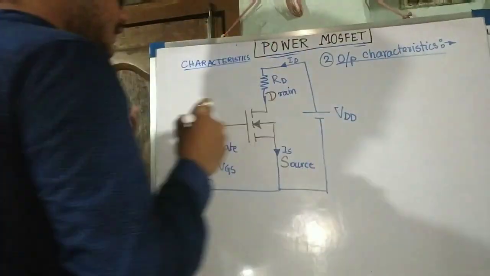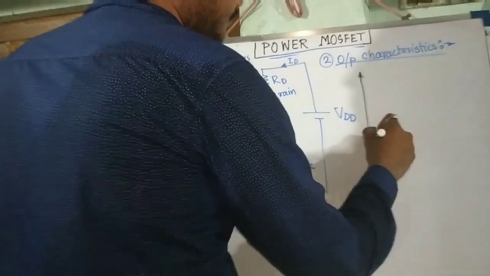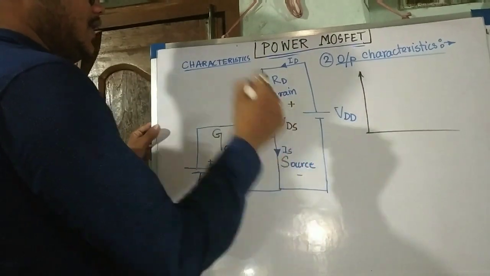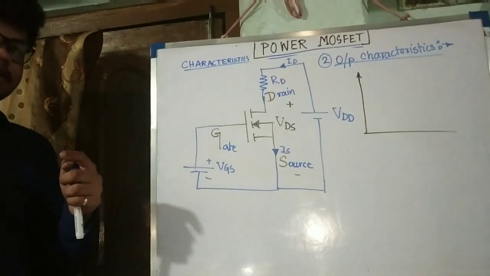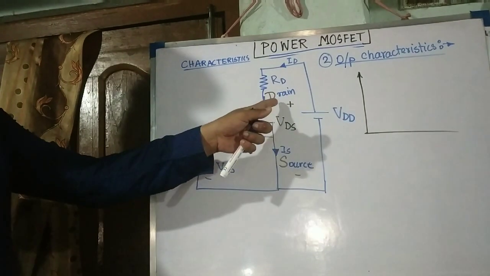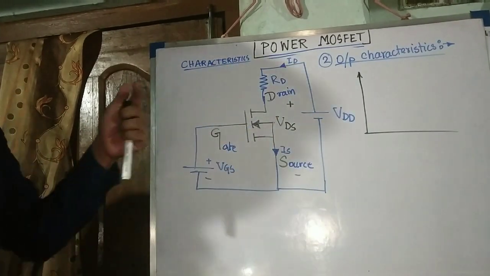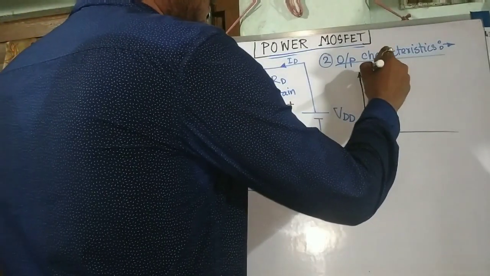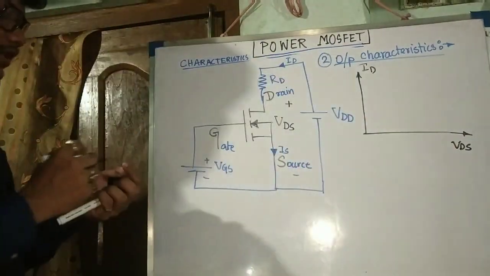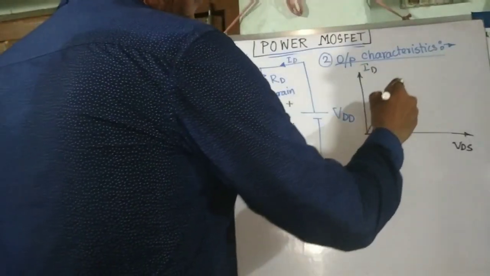In output characteristics, the curve is between your drain to source voltage, VDS. In BJT, we have already seen collector to emitter voltage, VCE. We have seen a curve of collector current to VCE, that is output. Similarly here, it is drain current to your VDS.